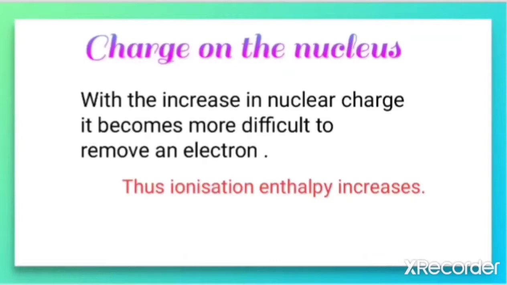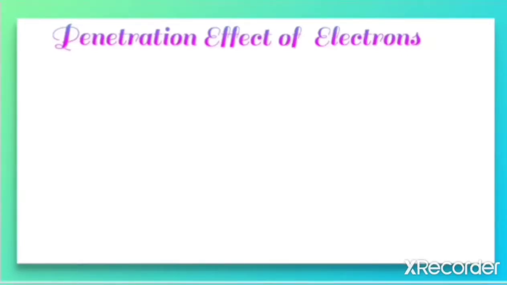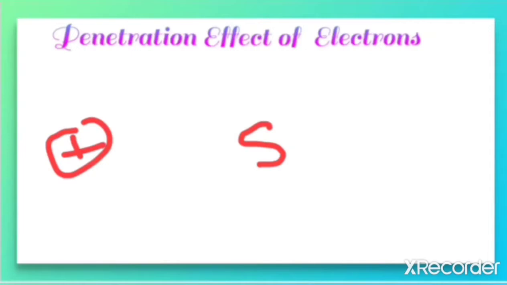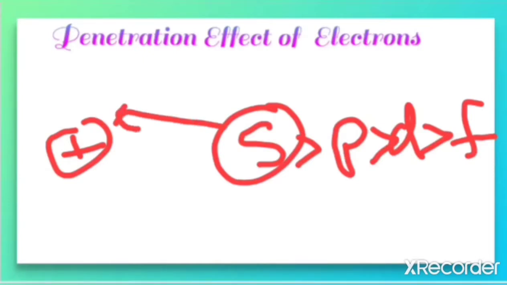Now let us talk about the next point, that is the penetration effect of electrons. In the case of multi-electron atoms, the electrons in the s orbital have a maximum probability of being found nearer to the nucleus, and this probability goes on decreasing in the case of p, d and f. In other words, the s electrons are more penetrating towards the nucleus than the p, and the penetration power decreases in this order.